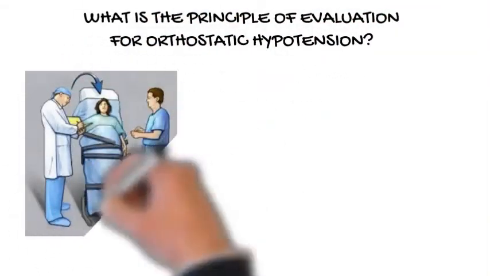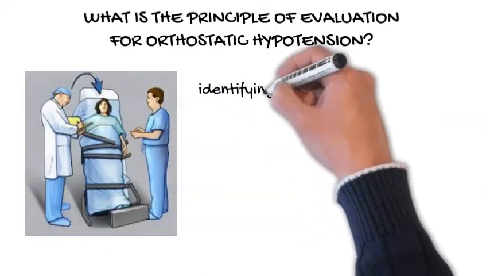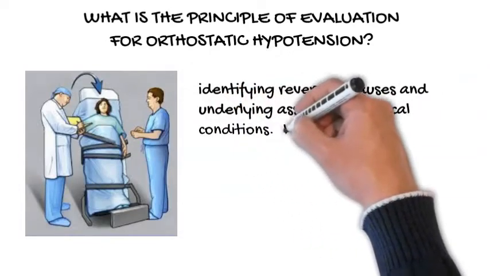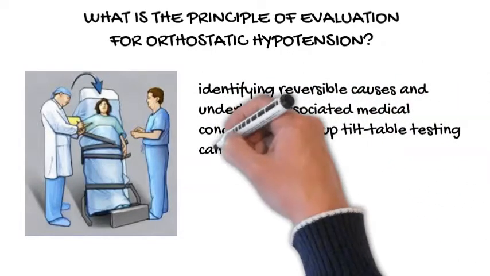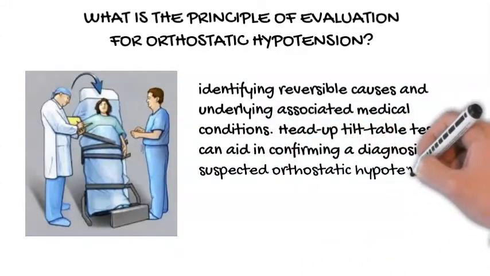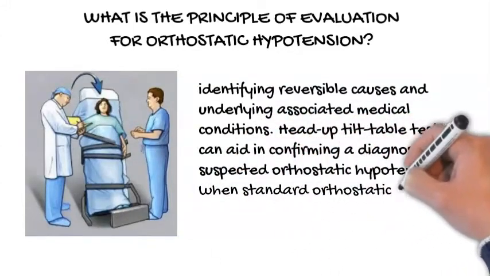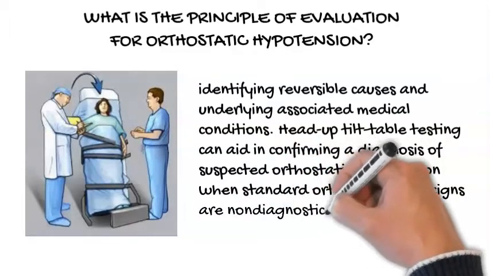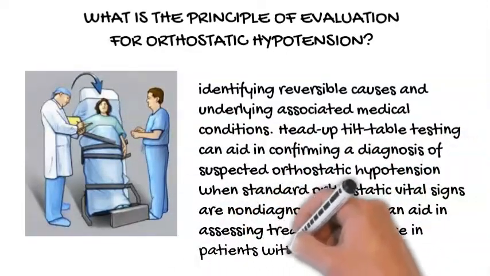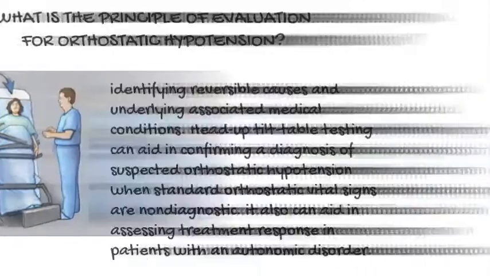Evaluation of suspected orthostatic hypertension begins by identifying reversible causes and underlying associated medical conditions. Head-up tilt table testing can aid in confirming a diagnosis of suspected orthostatic hypertension when standard orthostatic vital signs are non-diagnostic. It also can aid in assessing treatment response in patients with an autonomic disorder.